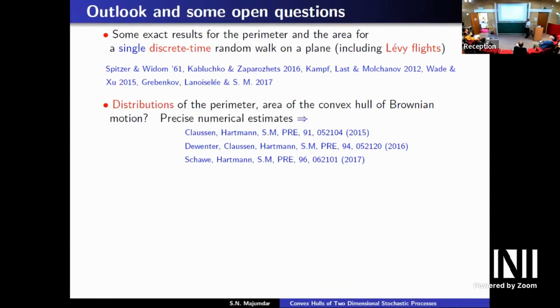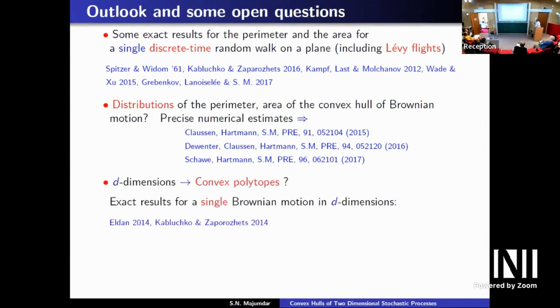So the distribution is even harder, of course. And so those are open questions. Only numerical results are available, and more recently, people in the maths literature are looking at the large deviation tail of these distributions of the perimeter and area. And then you could ask, what happens in higher dimensions? Higher dimensions are analogous to the convex polytope, not a convex hull. For a single Brownian motion, there is some exact result by mathematicians, but using very different methods, and nothing is known for N particles, so that's an open problem. And this is exactly what we're asking: the effect of interaction between the convex hulls. There's essentially no work that I know of, not yet.